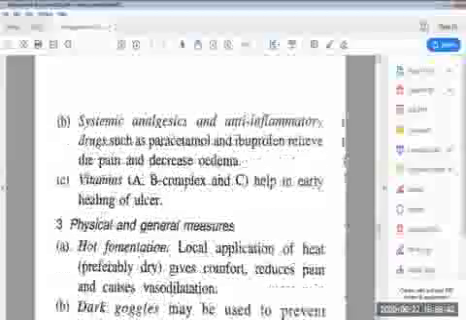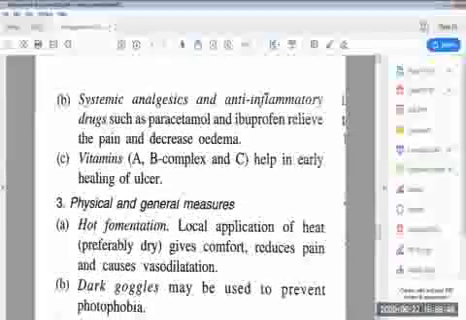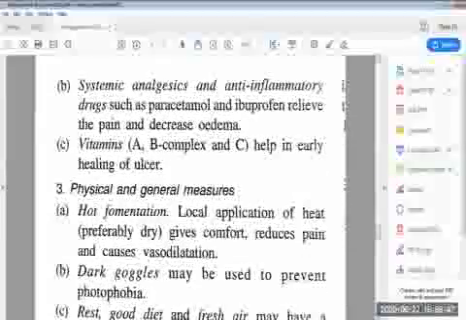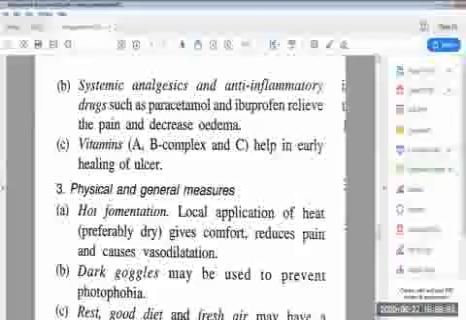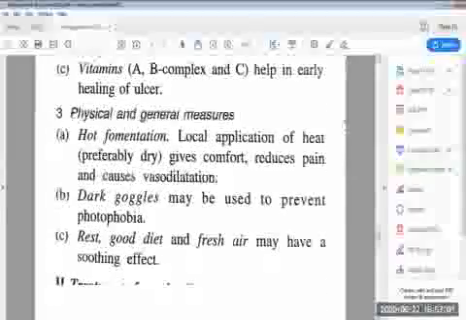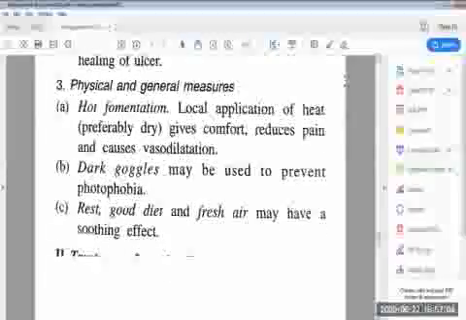Then next are the systemic analgesics and anti-inflammatory drugs, such as paracetamol and ibuprofen, which relieve the pain and decrease edema. Then vitamins, vitamin A, vitamin B complex and vitamin C, they all help in the early healing of the ulcer. And then next are the physical and general measures.